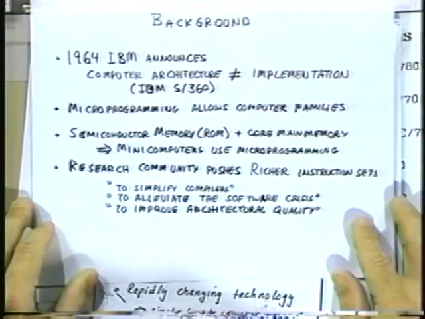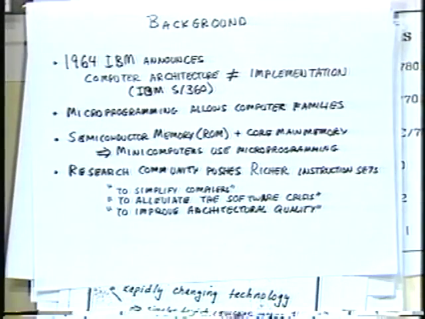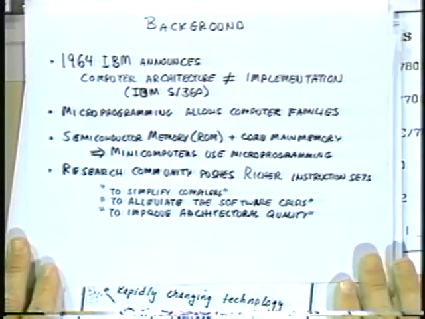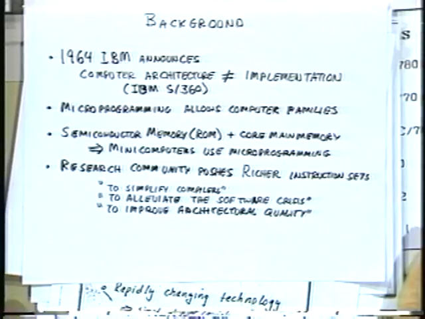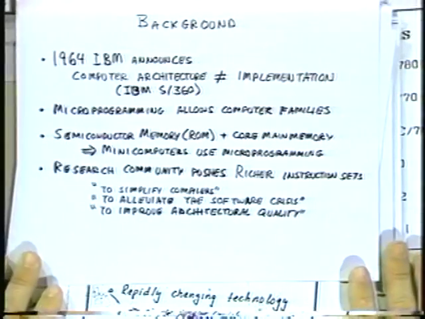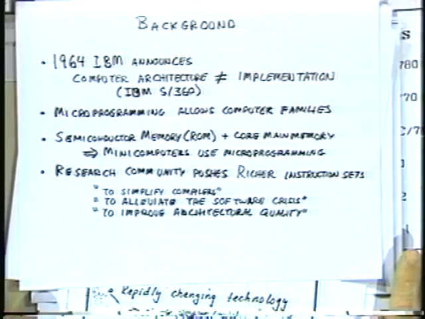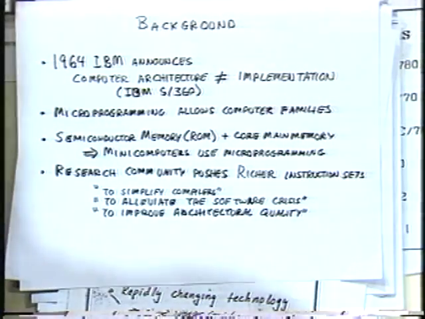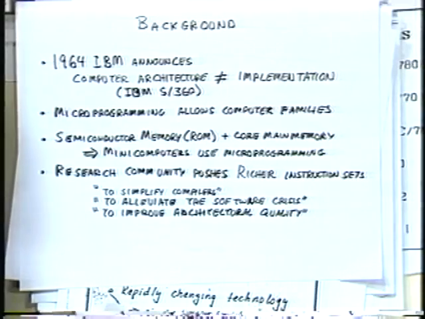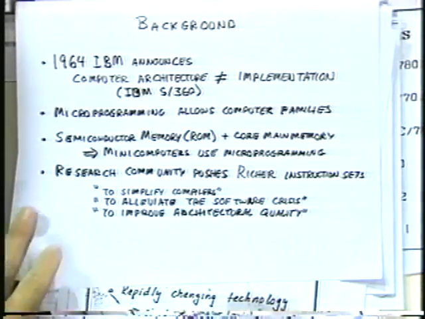This style of design was then rewarded by the academic research community. They felt that the push should come through richer instruction sets. And the advantages that were claimed were that they were going to simplify compilers and alleviate the so-called software crisis, that is, it's getting harder to build programs all the time and getting cheaper to build hardware, so why not have a richer instruction set to solve that problem. And basically there was a gut feeling that what needed to be done was to improve architectural quality, and everyone had their own definition of what architectural quality is.